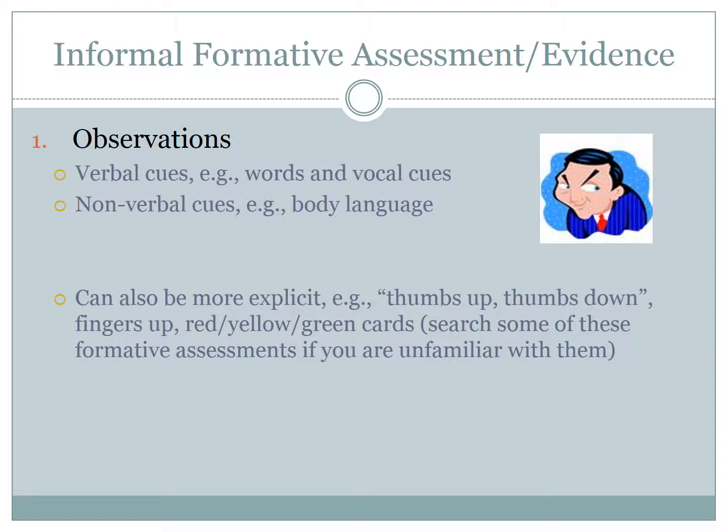When you do observations, one way to formally assess is to ask the class to give a thumbs up or a thumbs down if they understand or they don't understand. Some teachers hand out red, yellow, green cards. Green means yes, I understand the concept. Yellow means I'm sort of getting it, but I'm not quite there. And red means stop, I need you to help me with some understanding.